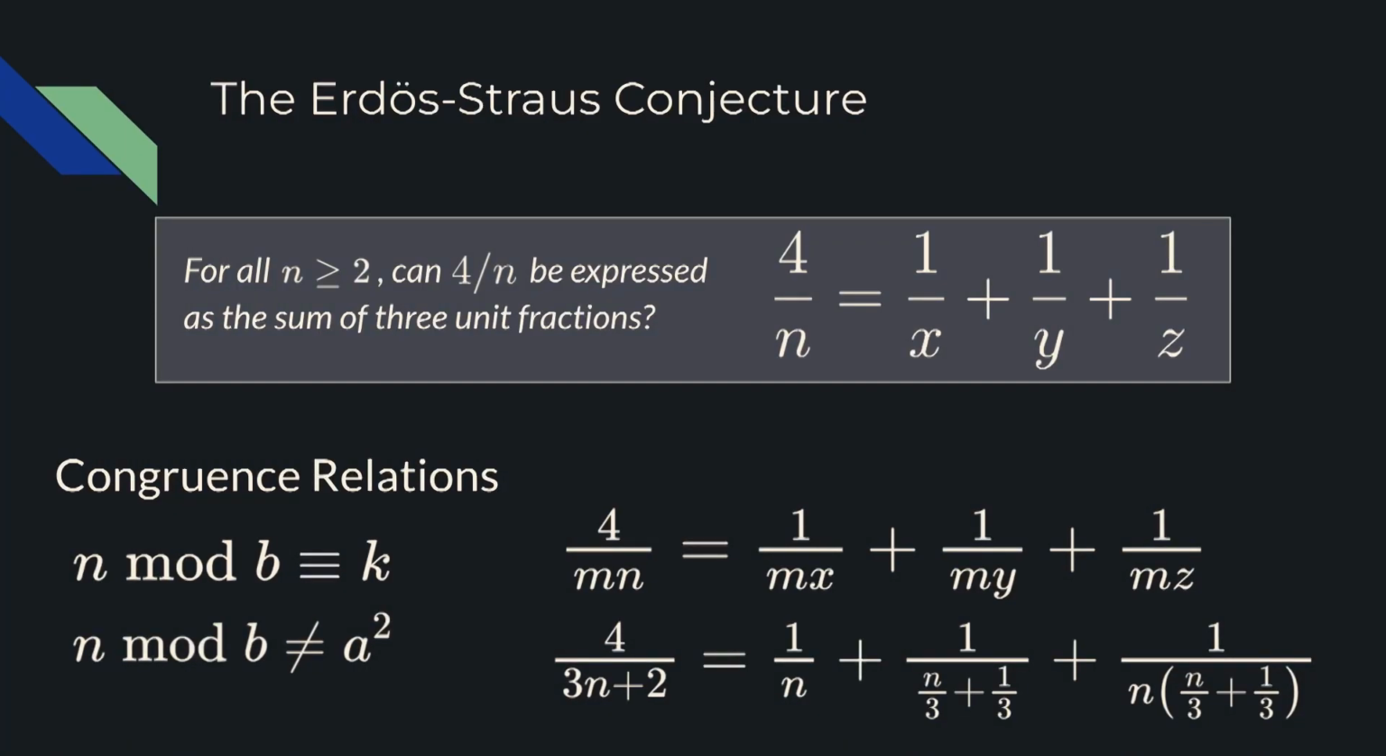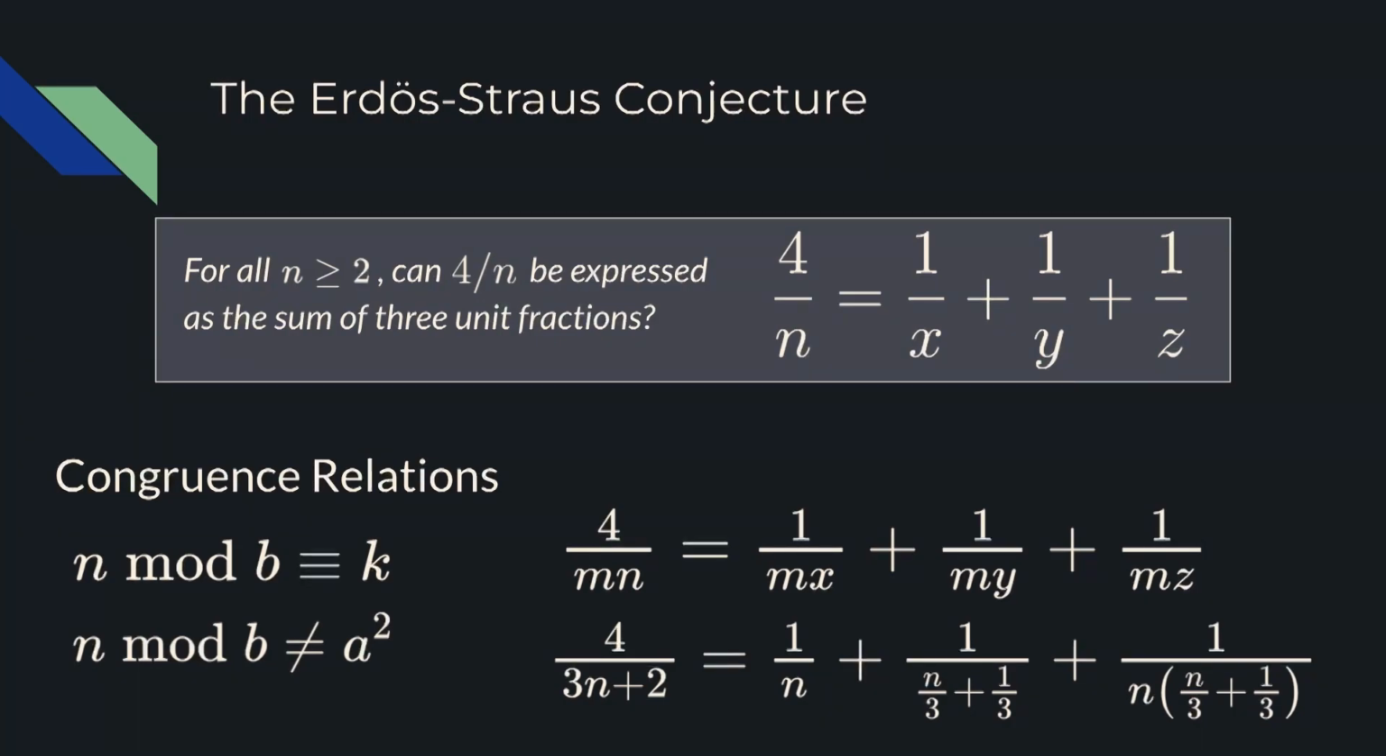The conjecture is, for every n greater than or equal to 2, there exist positive integers x, y, and z such that 4 over n equals 1 over x plus 1 over y plus 1 over z. This hasn't been proven, but computer searches have verified it for all n from 2 to 10 to the 17th.